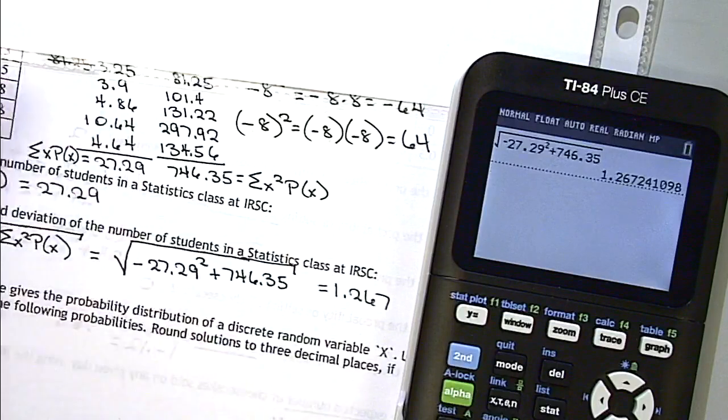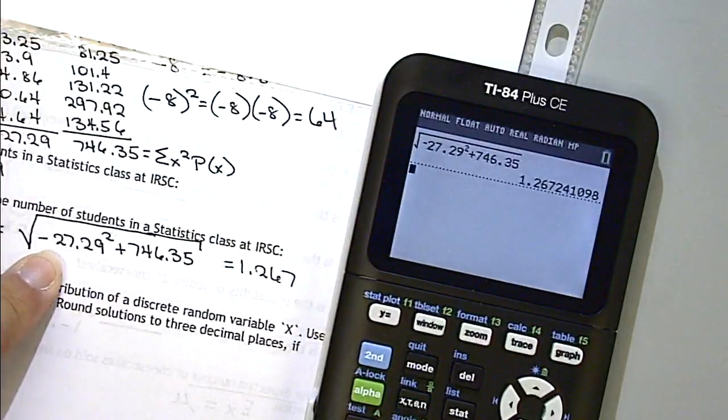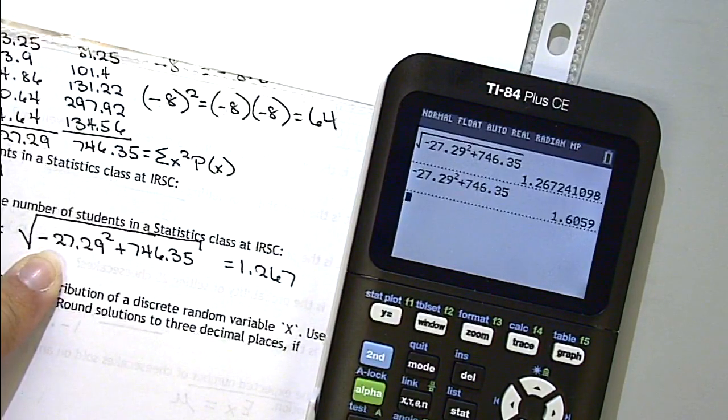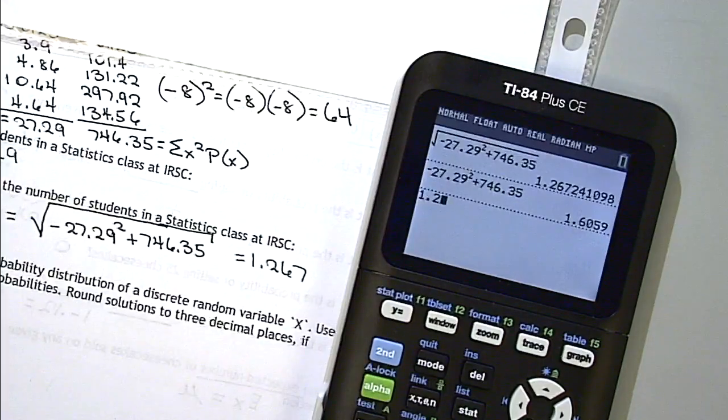Because it's more precise to actually take this and type it in like that. I say negative 27.29 squared plus 746.35, okay? 1.6059. Whereas if I take 1.267 and I square it, well, I'm not off too much, am I? A little bit. You see it? You will be off a little, though. But it's the same basic premise, however you get to it.